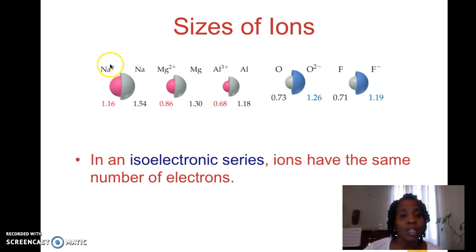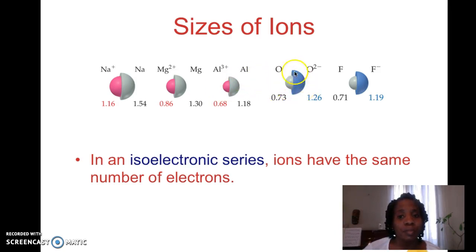having lost 1 electron, has gone from having 11 electrons to having 10, but the number of protons is still 11. Magnesium had 12 electrons and lost 2, so it's now 10 electrons, but the number of protons is still 12. Therefore, the magnesium ion is going to be smaller than the sodium ion. Aluminum, 13 protons to attract 10 electrons.